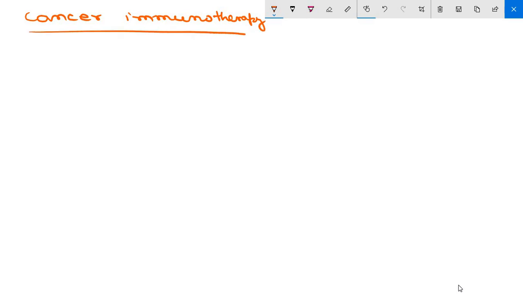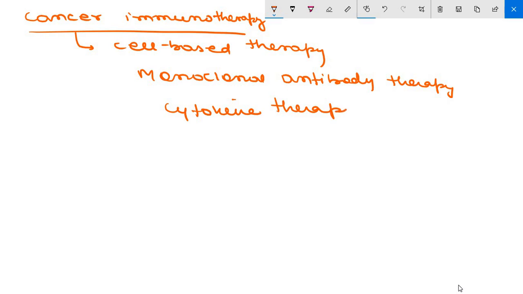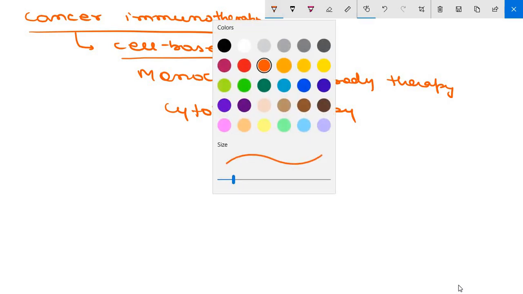Clear? So cancer immunotherapy is the use of the immune system to treat cancer. Three main groups of immunotherapy are used to treat cancer. The first group is cell-based therapy. The second is monoclonal antibody therapy. The third one is cytokine therapy. So these are the main therapies used for cancer. First we will discuss cell-based therapy, then we will go for antibody therapy.